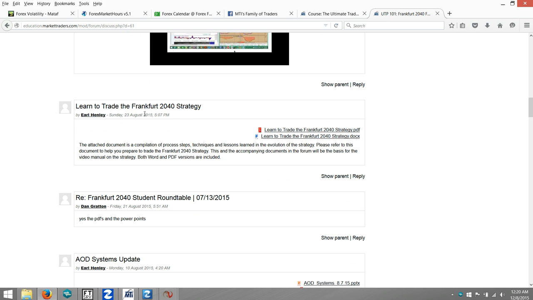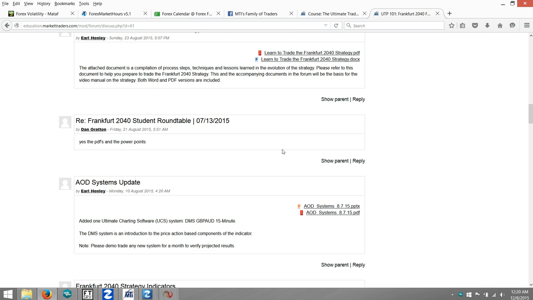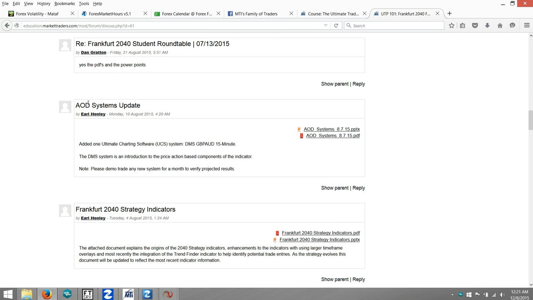Then it says learn to trade the Frankfurt 2040 strategy. This is another Word document and a PDF. And no, this is actually a Word document, and this is a PDF. Okay, and this is some updates. Now, this is what a lot of the students, I tell them to go here, and this is where all of the systems are for the strategies that Earl updated. This was the last update for these systems.